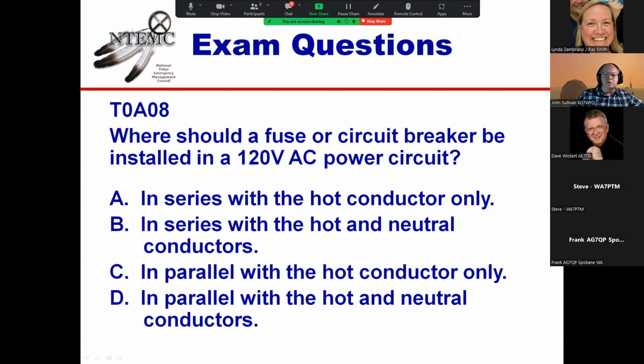Where should a fuse or circuit breaker be installed in a 120 volt AC power line? Okay. Fuses are always going to be in series, not in parallel, so you can eliminate C and D, because you want it in the circuit so that when it blows, the circuit is disrupted. If it was in parallel, the current could flow around it. So it's got to be either A or B, and it's going to be in series with the hot conductor for an AC power circuit.